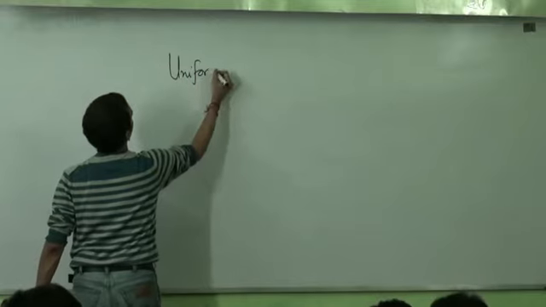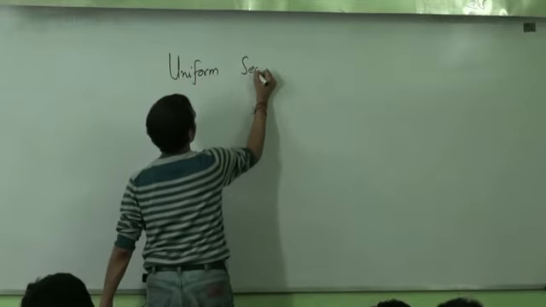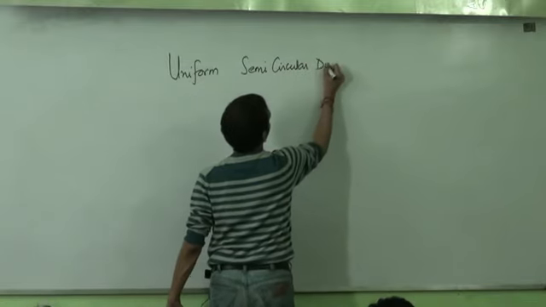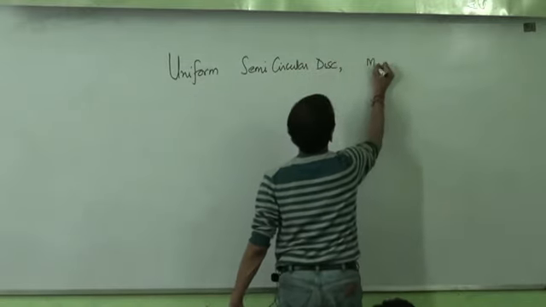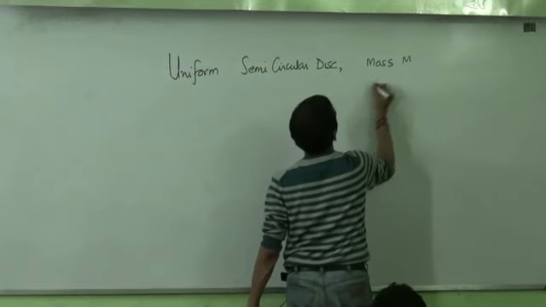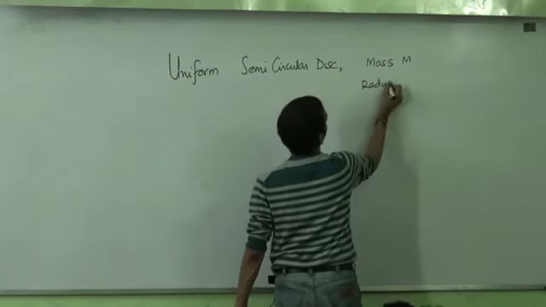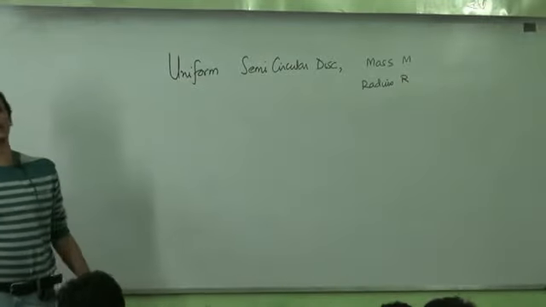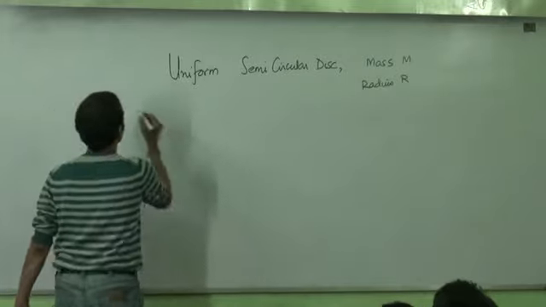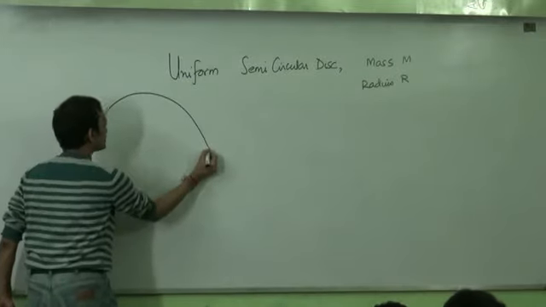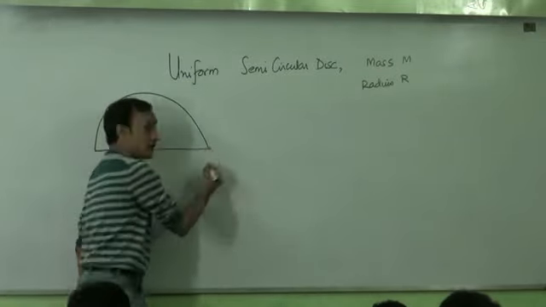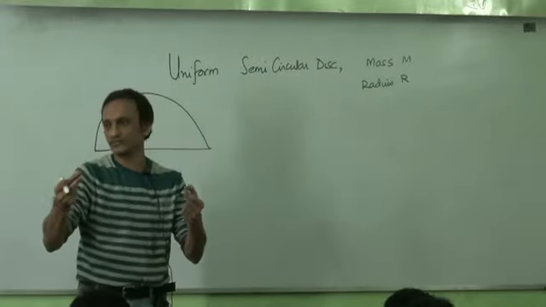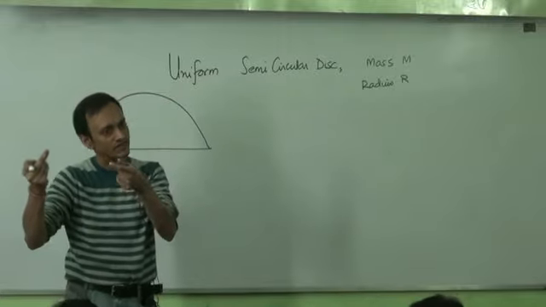Uniform semicircular disc, mass m, radius r. So now if it's a disk instead of a wire, and we're assuming obviously that it's of uniform thickness everywhere, the disk is of uniform thickness everywhere.